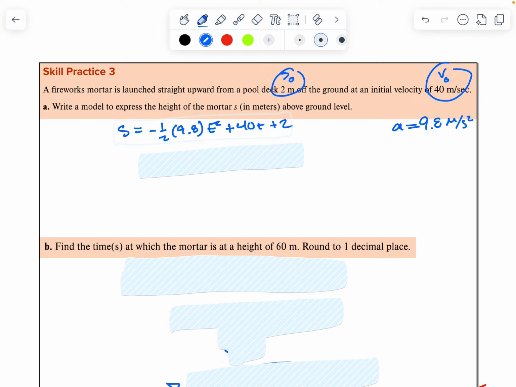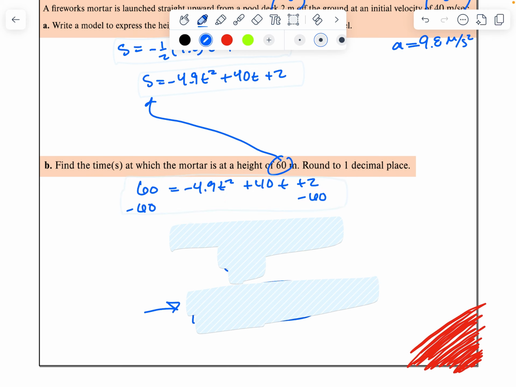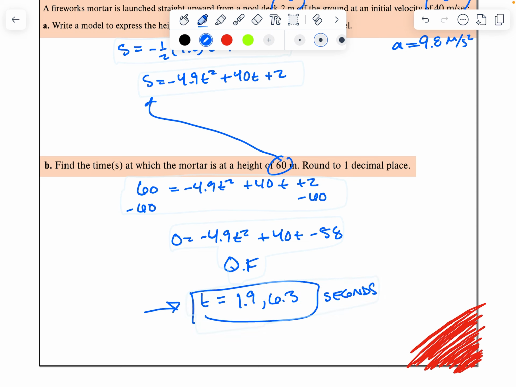Sub in the values that we have and simplify. Find the time at which the mortar is at a height of 60 meters. So if the mortar is at a height of 60 meters, that's our height. We want to solve for time. We can sub 60 in for S. Subtract 60 from both sides. Simplify. Use the quadratic formula. And again, we get 2 times, because we're launching a mortar, and it may be here and here. At 2 different times, it's at that specific height.